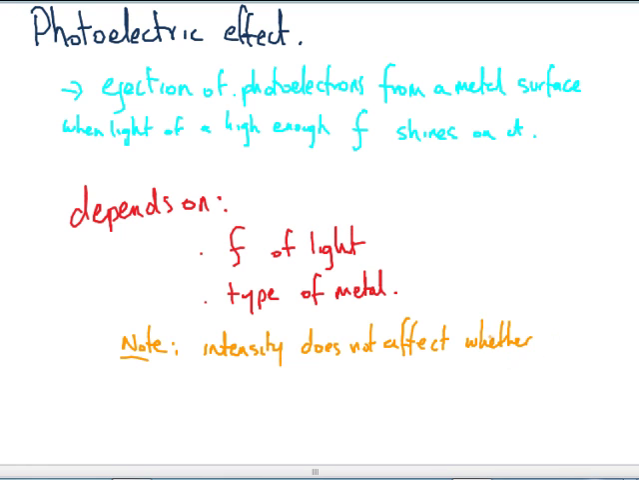So intensity of the light is not going to affect whether a photoelectron gets released or not. What did intensity do by increasing the intensity? Yeah, increase the current. All it resulted in was more electrons getting ejected.